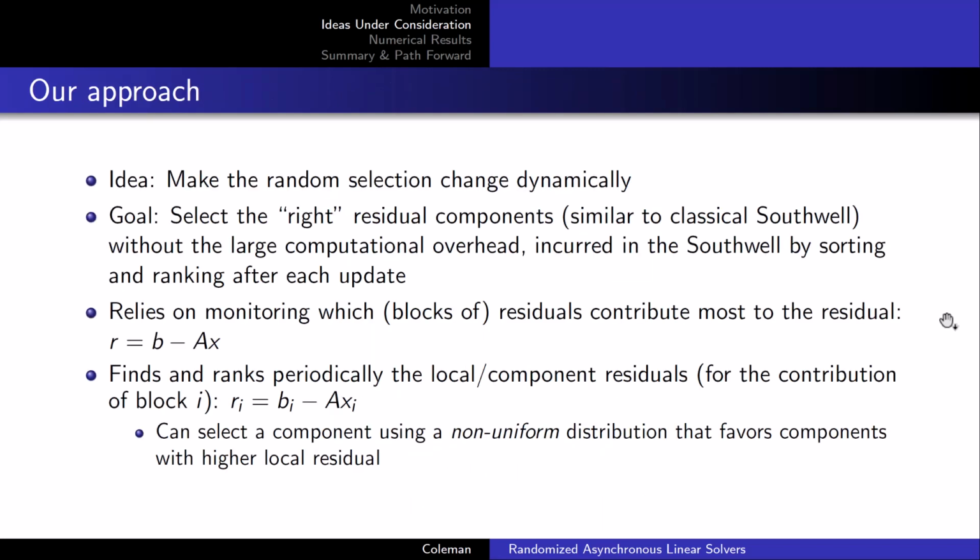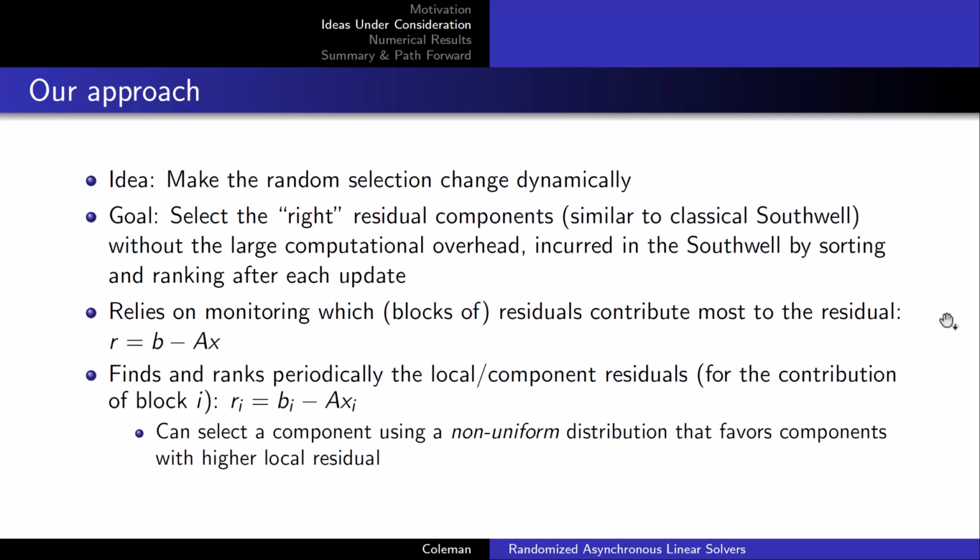Okay, so another aspect to our approach is that we want to make this random selection change dynamically. Like I said, we're trying to select the right residual components in a similar sense to the classical Southwell, but we don't want the large computational overhead of every single update, where we stop everything, sort them, and pick the single largest contribution to the residual. So I don't always need to pick the farthest leftmost component on that last graph.